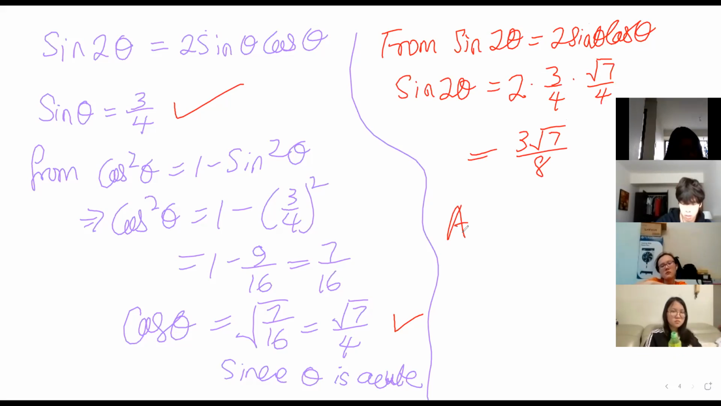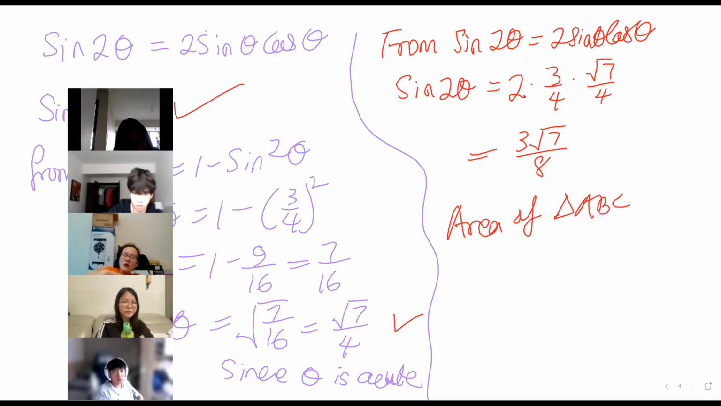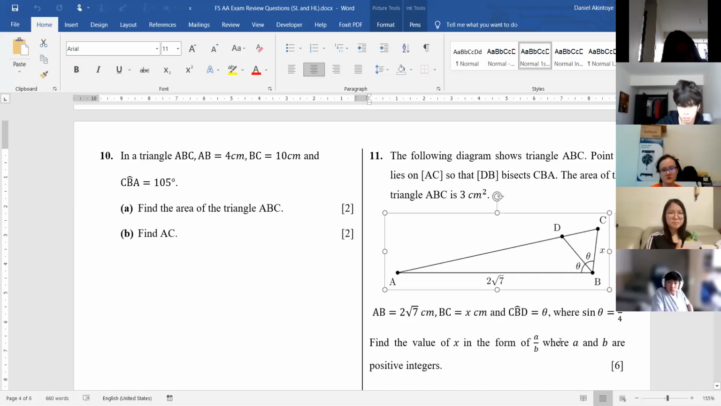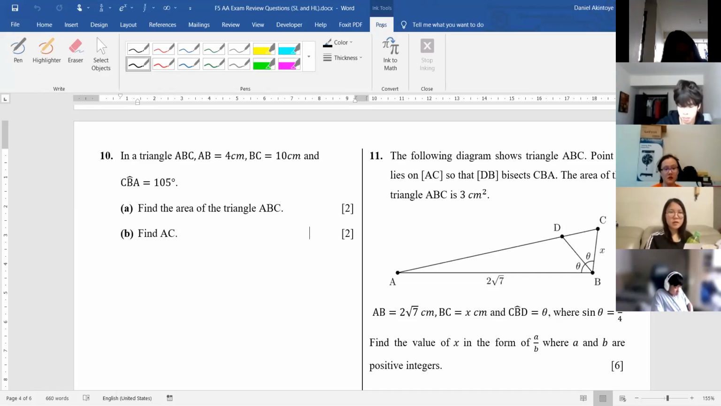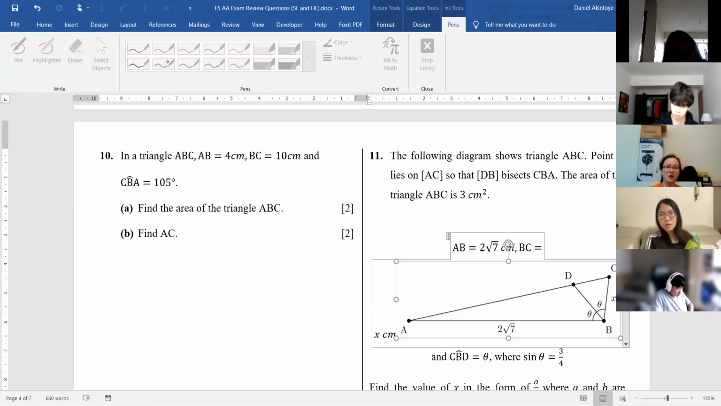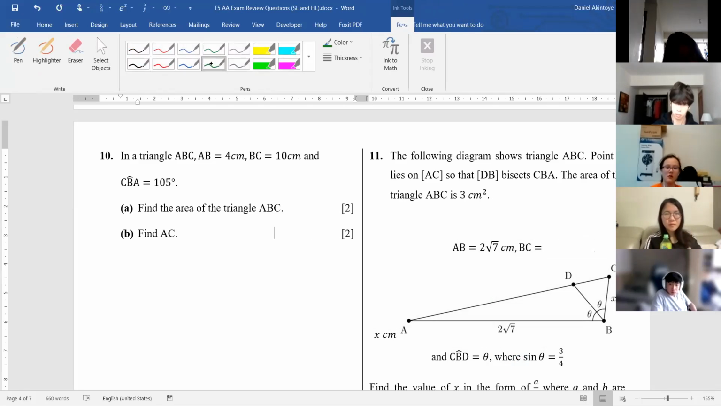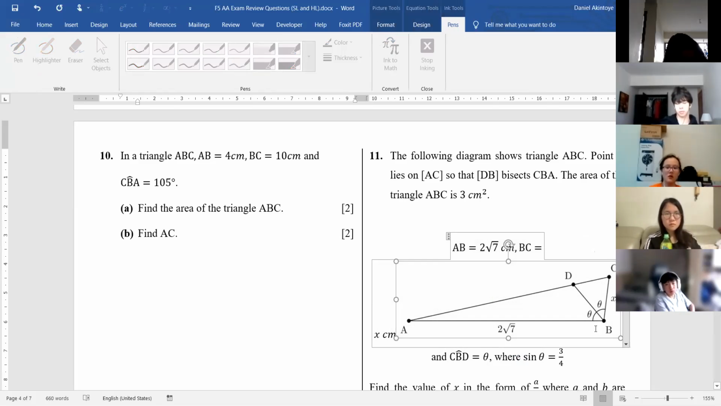So then you can consider your area. Area of triangle ABC. Look at the question again. The area of triangle ABC will be half of this side and this side, and sine of this angle. Understand that?